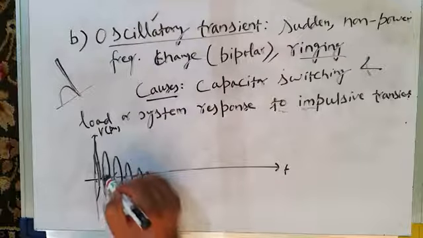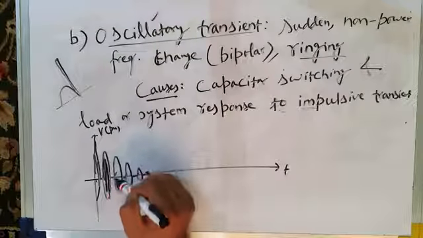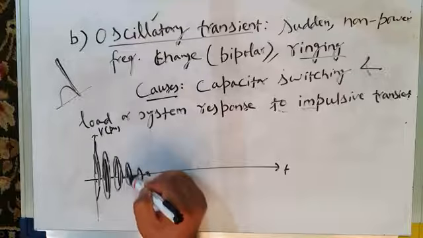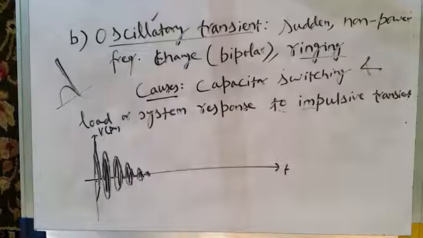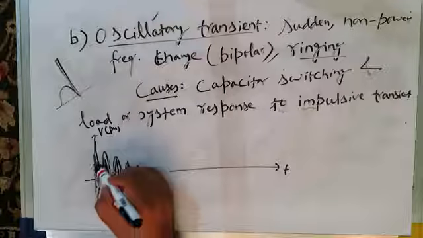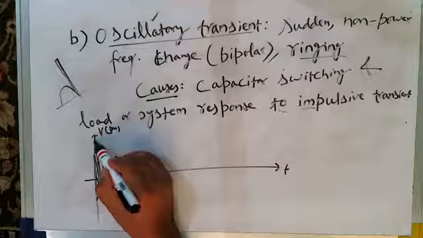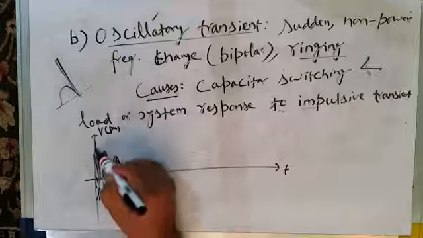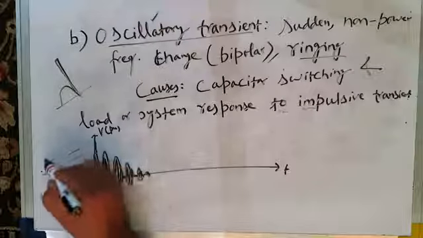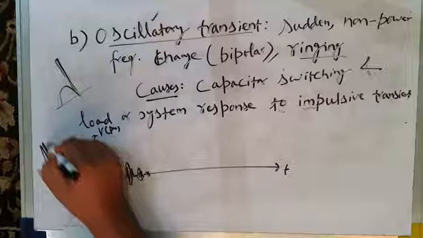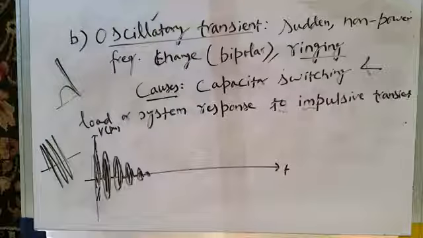I mean, there are high frequency oscillations in each. High frequency oscillation here, high frequency oscillations here. Whenever an impulsive transient is there, it results in oscillatory transients, and these oscillatory transients acquire high amplitude, decrease, increase, decrease. So it's like this, high frequency oscillations.